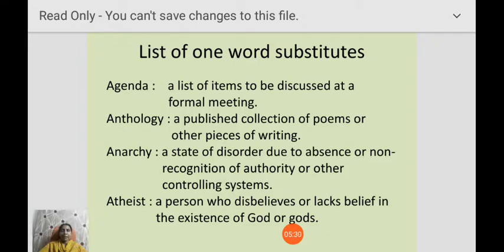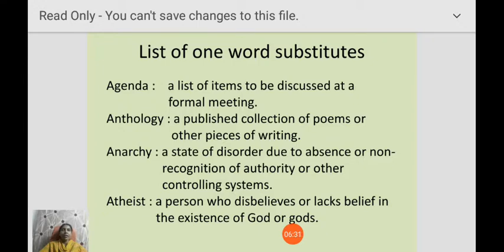First is agenda. The first word is agenda. A list of items to be discussed at a formal meeting. When there is a meeting, before the meeting, we draw out what is to be discussed. So that list is called agenda. Anthology. A published collection of poems or pieces of writing. Let us think, a poet writes 100 poems or 120 poems. These are published in a single book. So it is a collection of poems, or maybe not only poems but pieces of writing. So that published collection is called anthology.